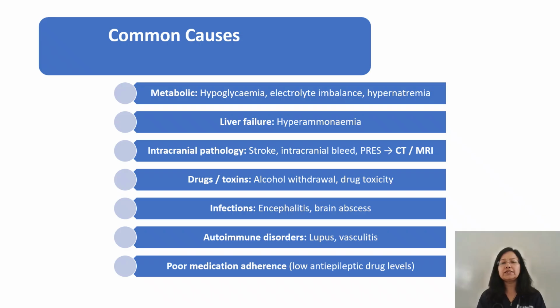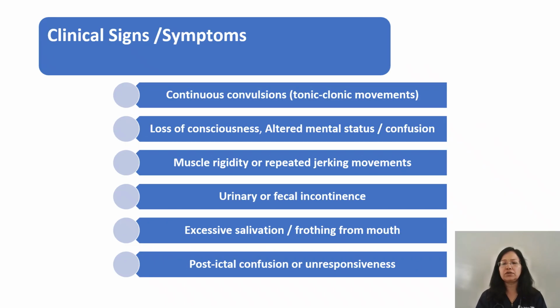So what are the common causes of status epilepticus? It could be metabolic, which includes hypoglycemia, electrolyte imbalance and hypernatremia. In case of liver failure, hyperammonemia. Then intracranial pathology: stroke, intracranial bleed, death. Then drugs and toxins, which include alcohol withdrawal that can sometimes cause seizure or status epilepticus. Infection could also be a cause, like encephalitis, autoimmune causes, and poor medication adherence can also cause status epilepticus in the patient.